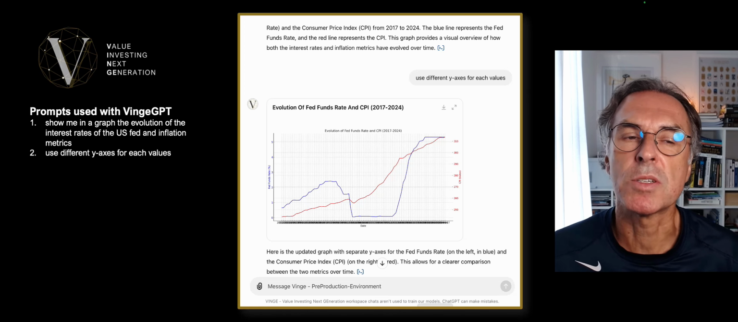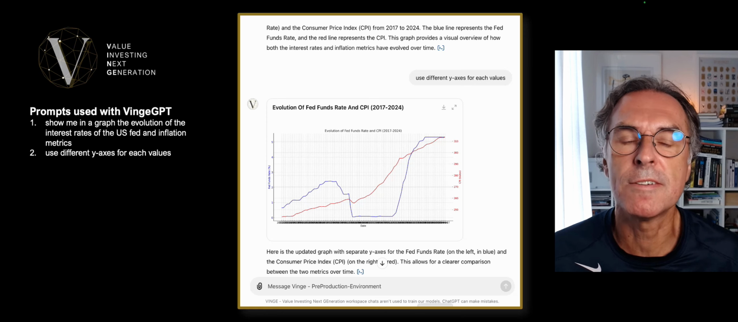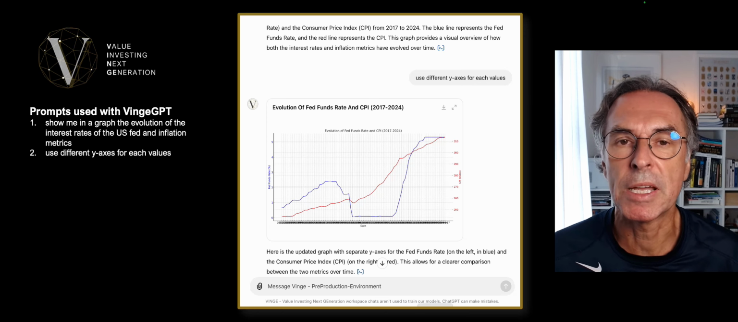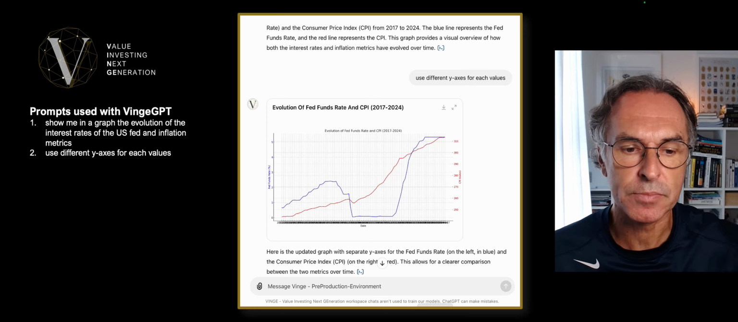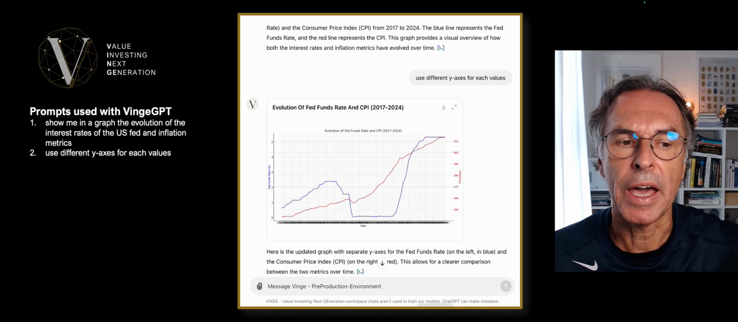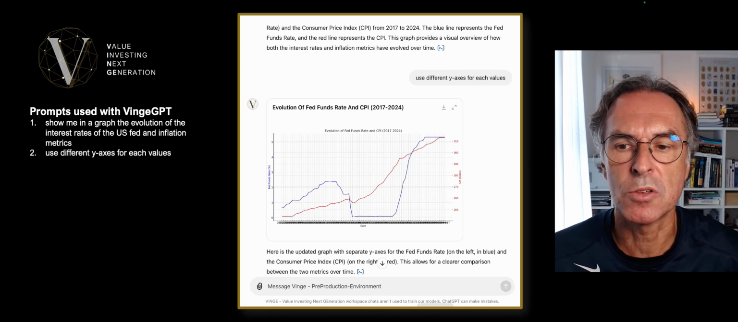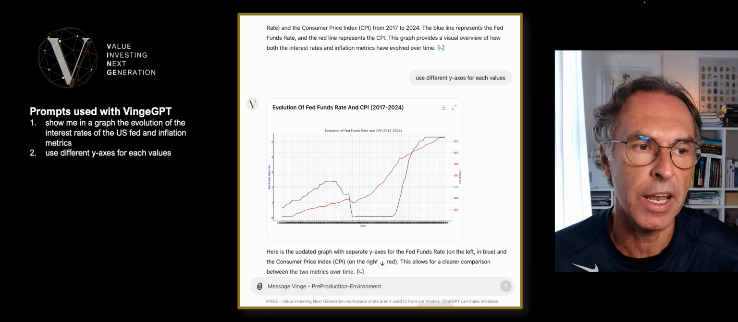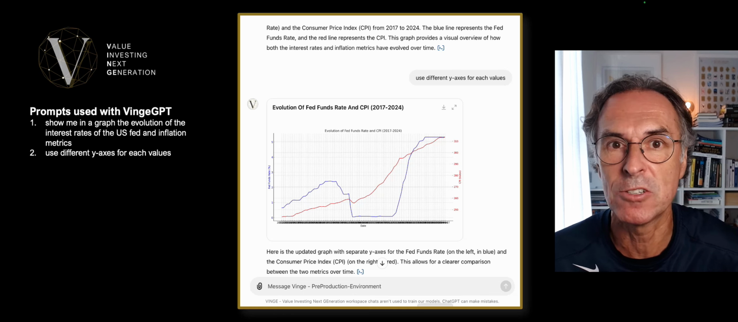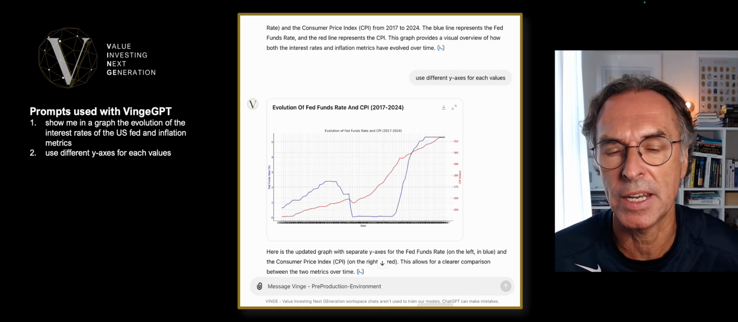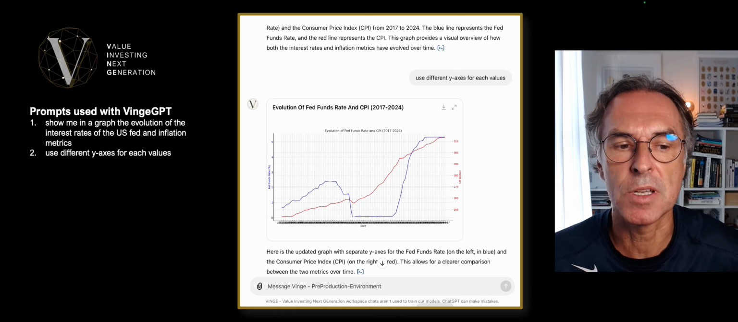Because I forgot to mention that, of course, the values of those two metrics have different attributes, and the order of magnitude is just different between the two, in the second prompt I asked VingeGPT to use a different y-axis for each value. Actually, I even made a typo, I wrote "each values" instead of "each value", but anyhow, you see the results of the two prompts.